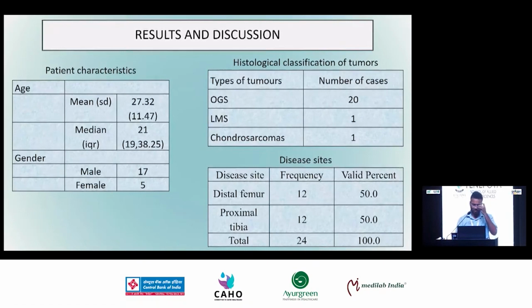So here we can see we got a fairly young population with a mean age of 27. There were 17 males and 5 females. 3 main diagnoses that we encountered. First was osteogenic sarcomas, leiomyosarcomas, and chondrosarcomas.